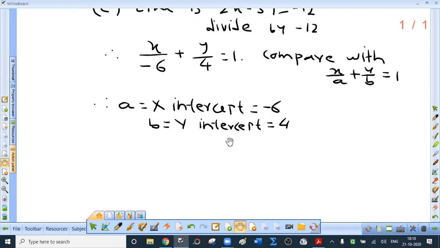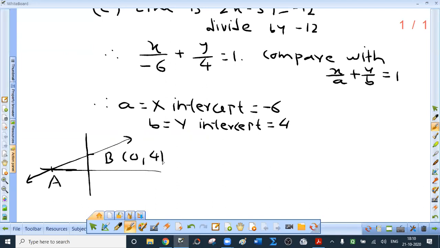You are not asked, but if possible, draw a rough sketch. The line cuts the x-axis at minus 6 and the y-axis at 4. So this is the line. This is say A, this is B, (0, 4), and this is (minus 6, 0). In the exam, a diagram is not at all required.